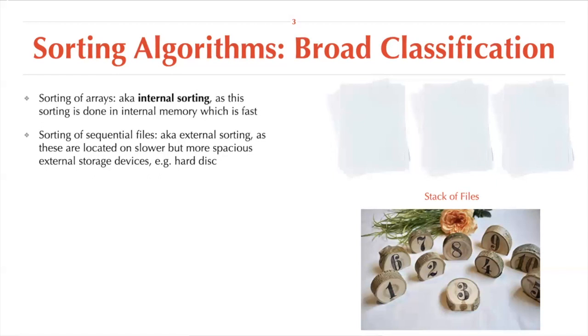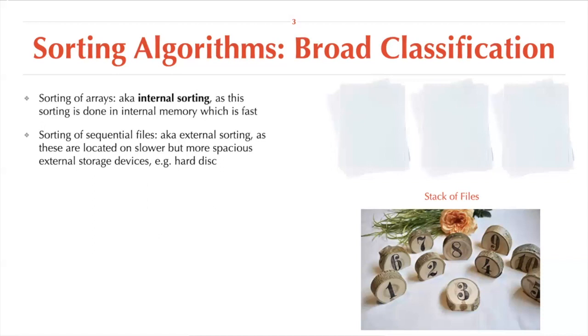Similarly, one more type of sorting is sorting of sequential files. That sorting happens externally, so it is also called external sorting, as the data is located on slower but more spacious external devices. External devices like a hard disk, and earlier we also had tapes. We have more space in those types of devices, but they are slower compared to internal memory.